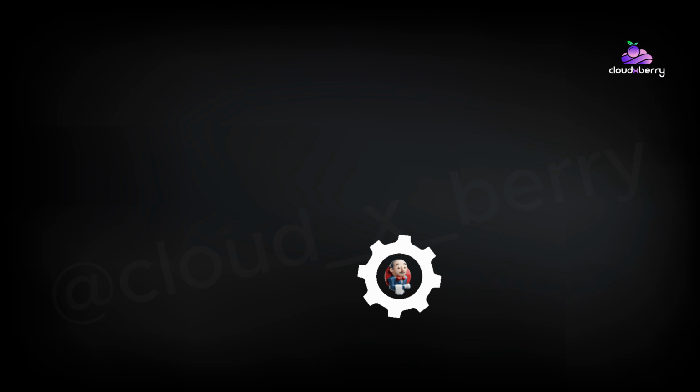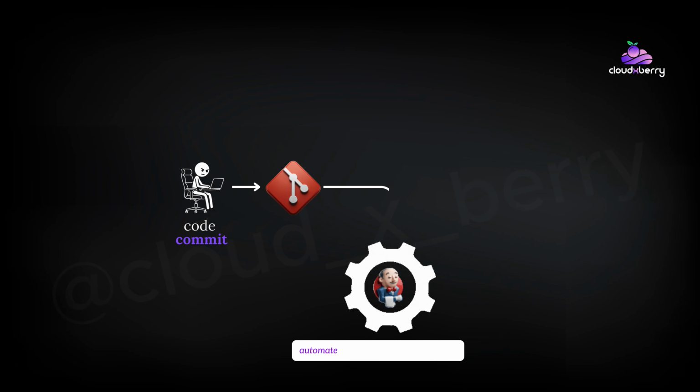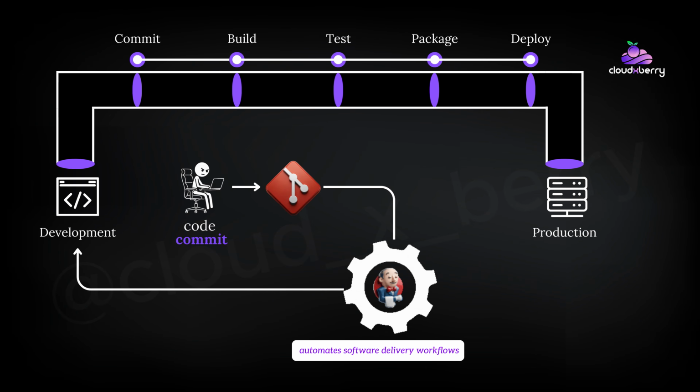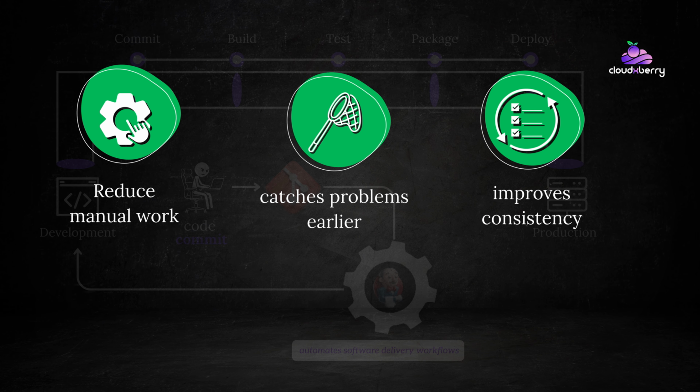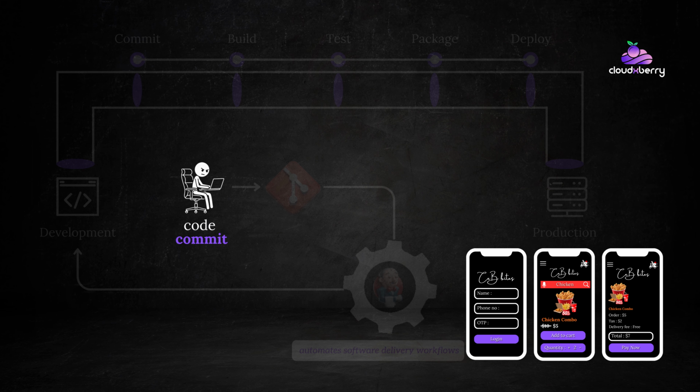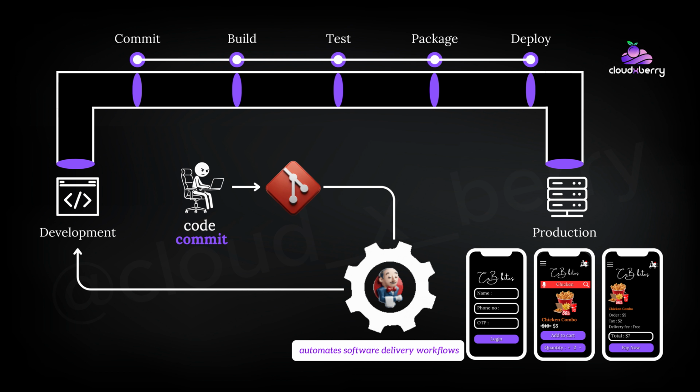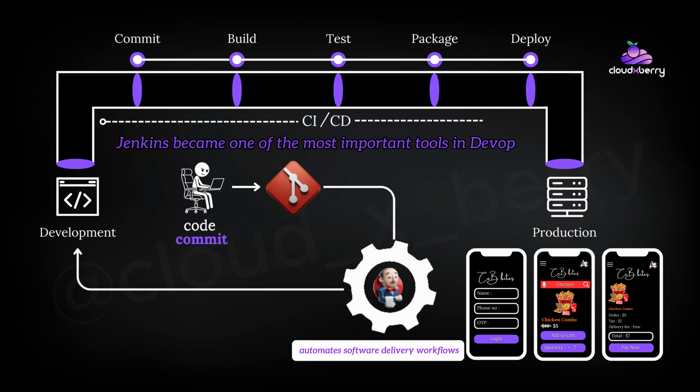So the simplest way to understand Jenkins is this. Jenkins automates software delivery workflows. It helps teams build, test, and deploy applications more reliably. It reduces manual work, catches problems earlier, improves consistency, and helps teams release software faster with fewer mistakes. That is why Jenkins became one of the most important tools in DevOps.